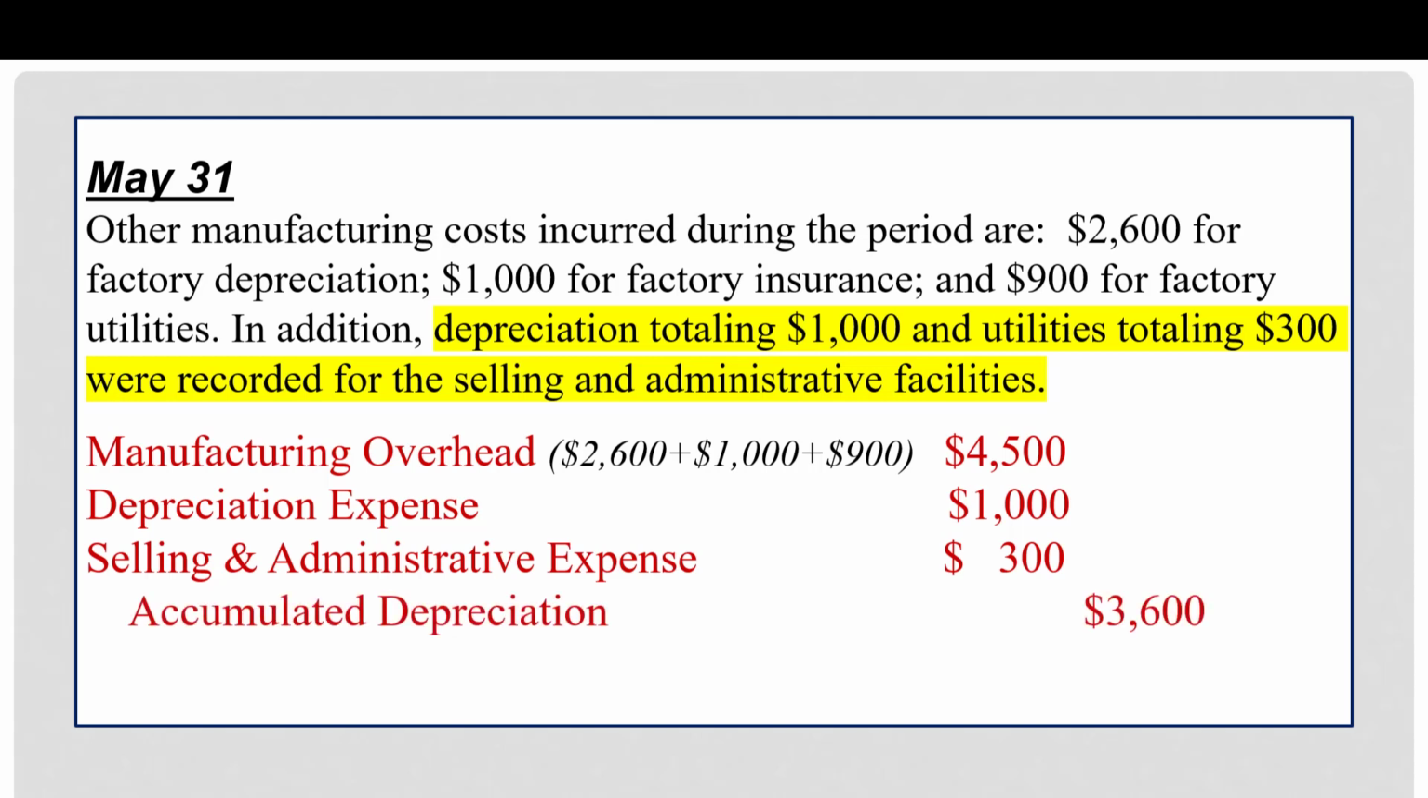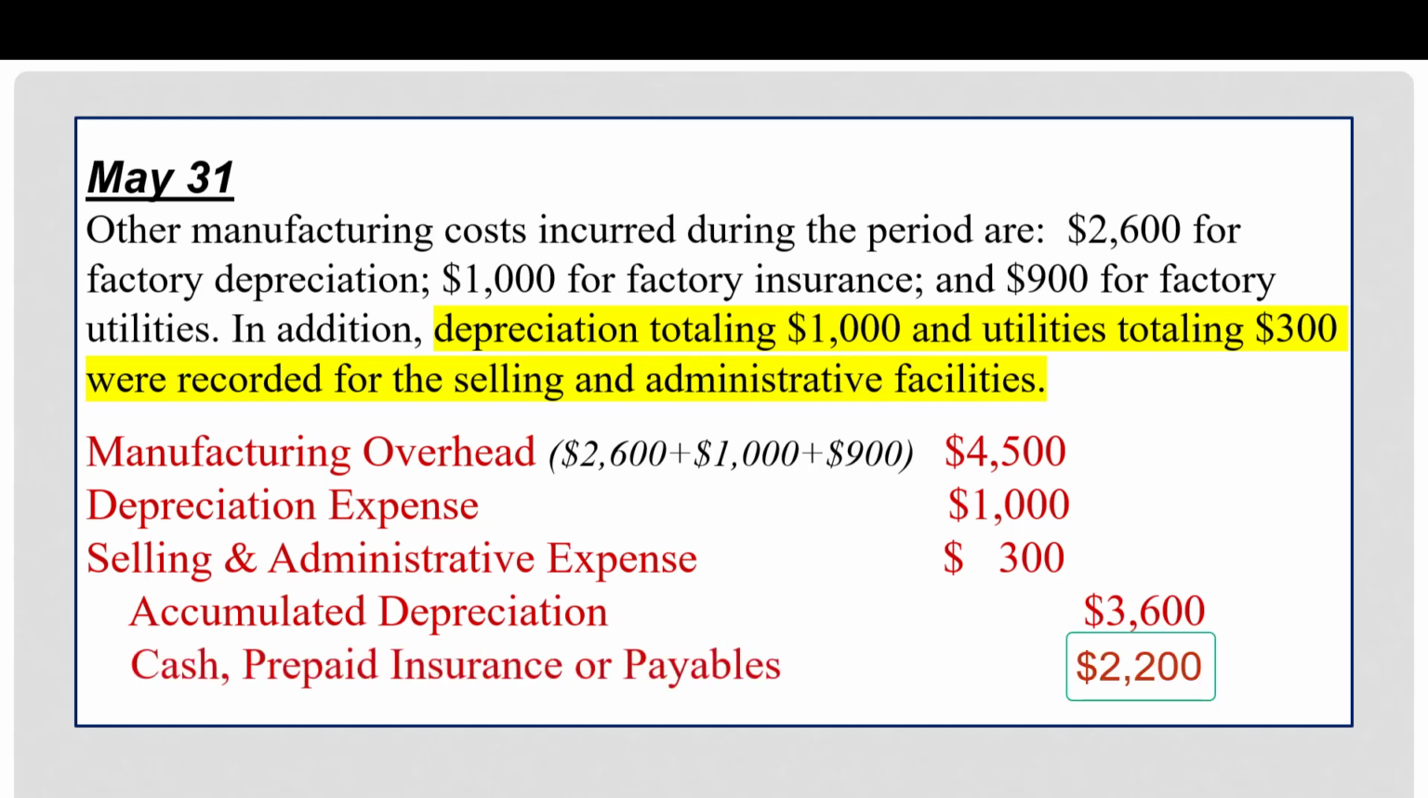Our depreciation taken was $2,600 for the factory and $1,000 for the selling and administrative facilities, so it totals $3,600. And for the insurance and utilities, we aren't real sure what to credit. They don't tell us if they paid cash, accrued it on account. They just don't give us enough information. But we know that it was one of these accounts, something like cash, prepaid insurance, or payables.